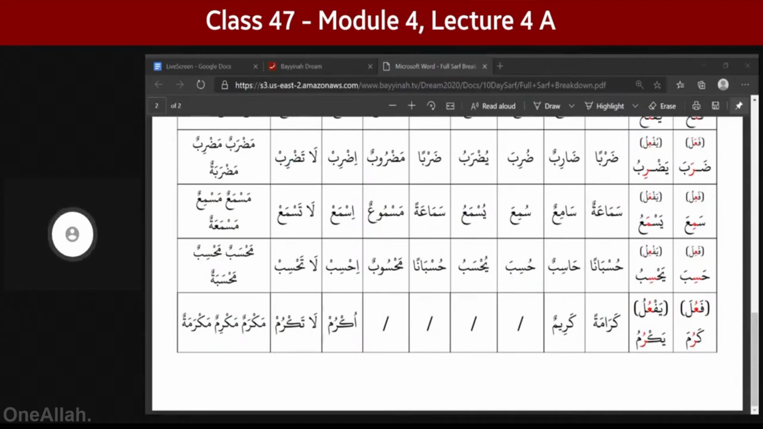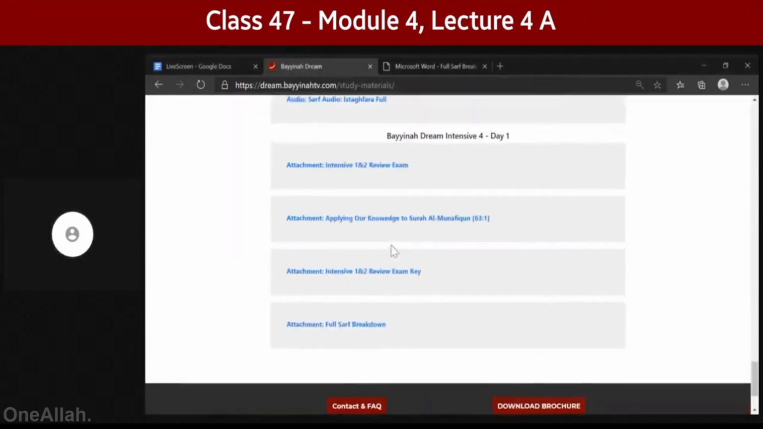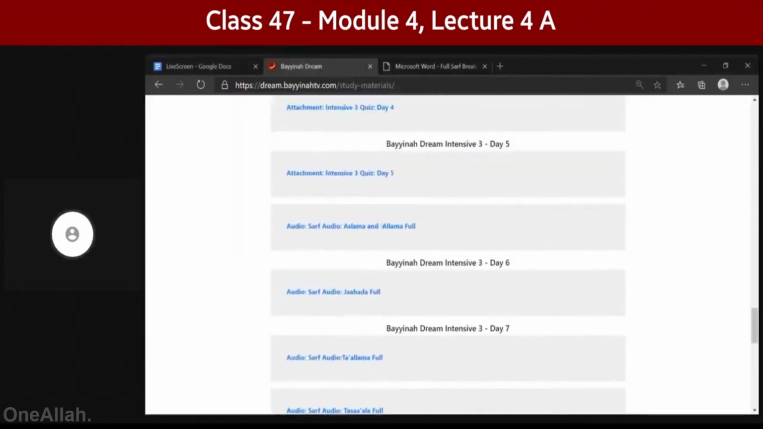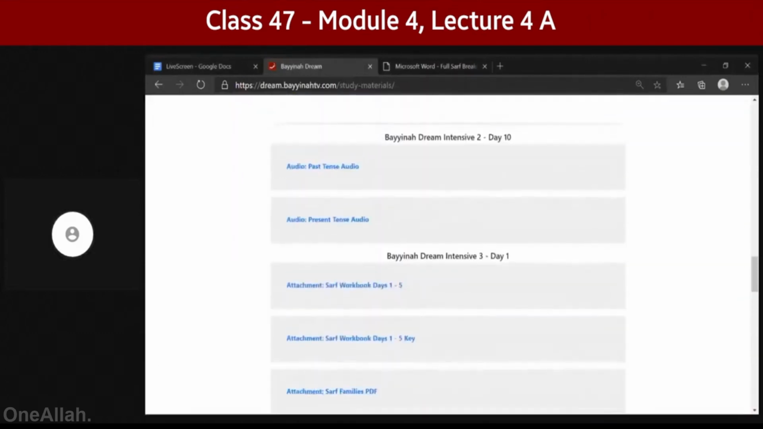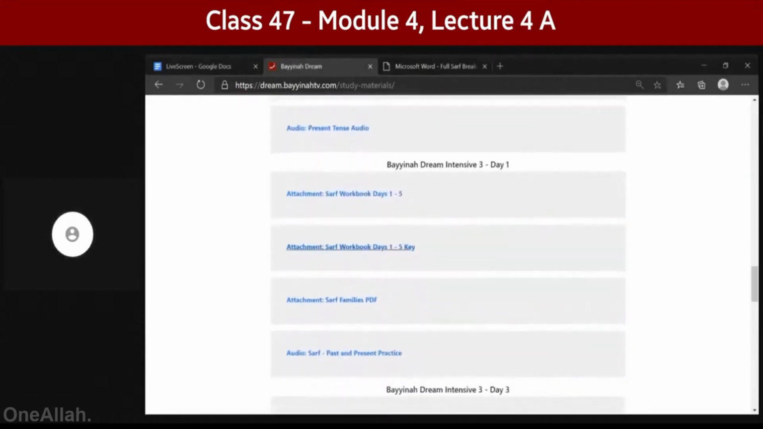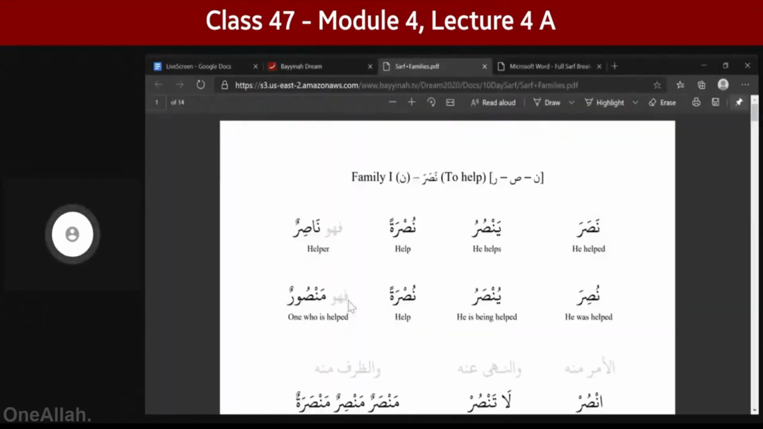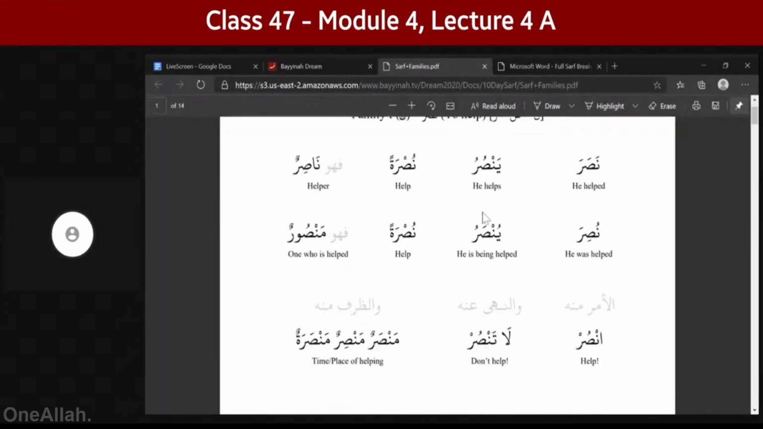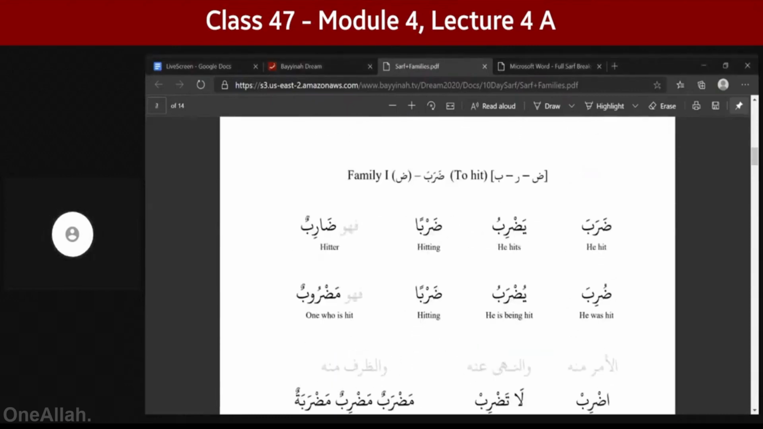Can I give the meanings? The meanings are given on the other PDF, Intensive 3 Day 1. Here, this one. The meanings are given on this one. So family 1 is denoted with the noon, nasara, to help, and then it's all here. And the other ones are here too.